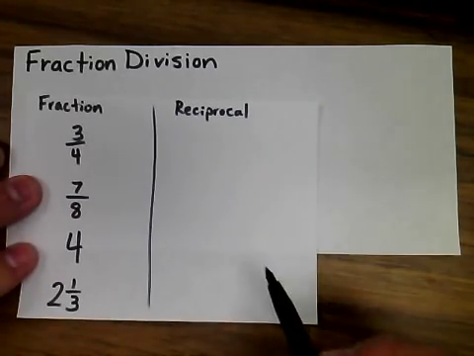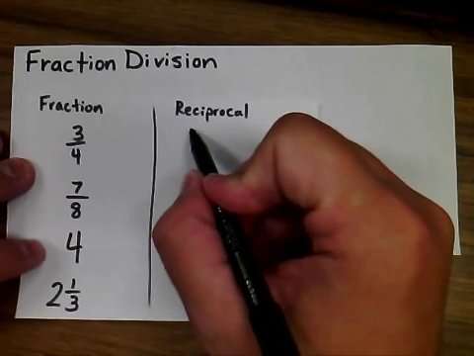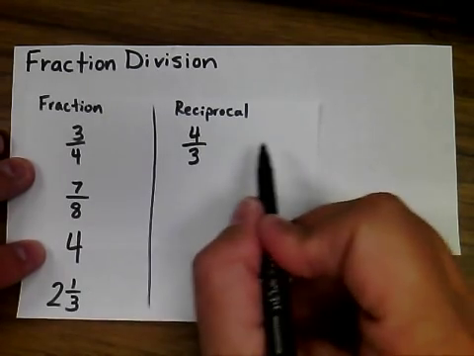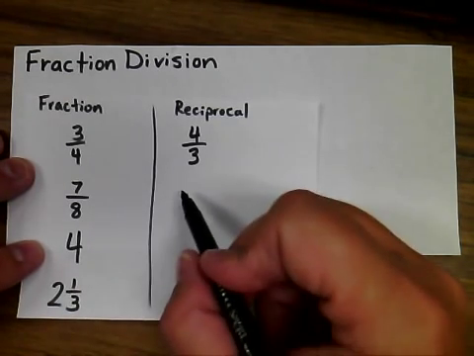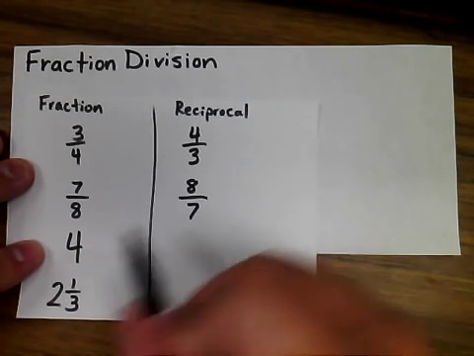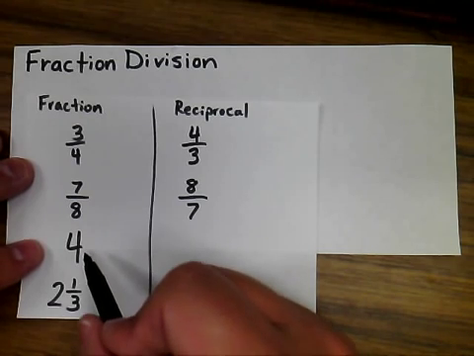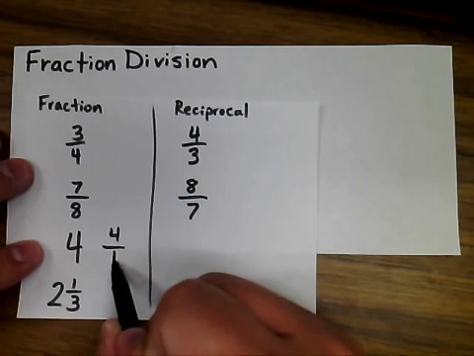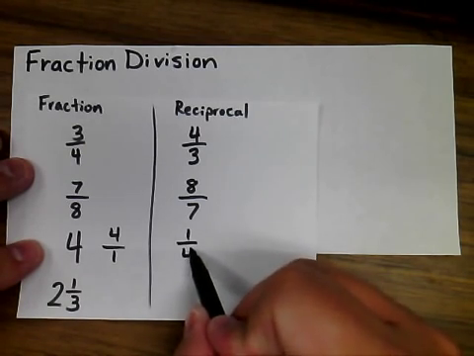So here's a couple of examples. The fraction 3/4, the reciprocal will be 4 over 3, because 3/4 times 4 over 3 equals 1. The reciprocal for 7/8 would be 8 over 7. The reciprocal of 4 is tricky because it only has one term. So we want to rewrite it as an improper fraction, 4 over 1. So the reciprocal would be 1 over 4.